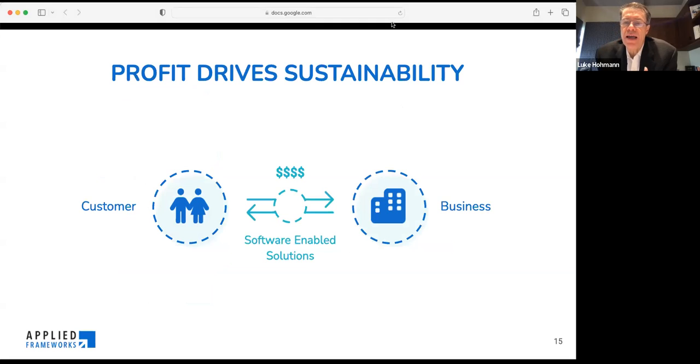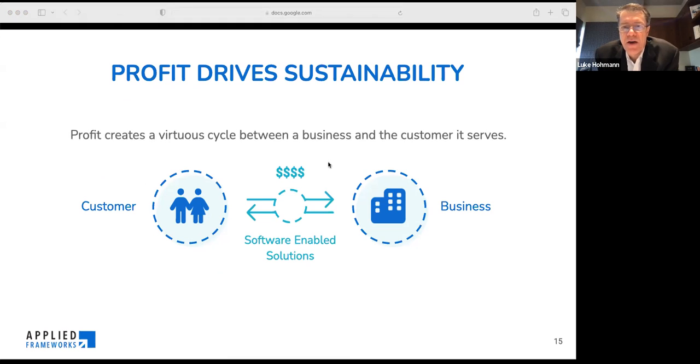If we can drive sustainability, we get two qualities. One, we create a virtuous cycle between a business and the customer it serves. By a customer providing us with money, we can create the next release, provide more value, and that cycle can repeat.